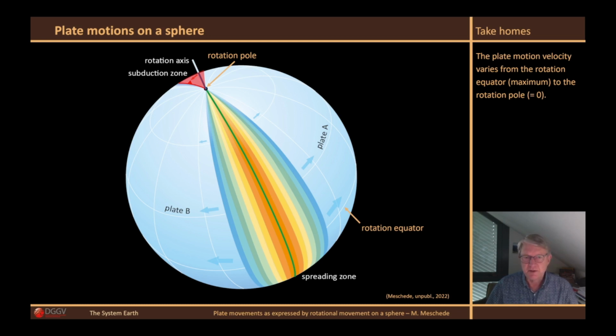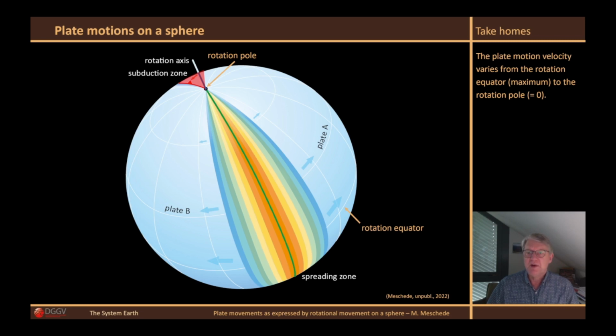The velocity of the plate movement varies. It is zero at the pole of rotation, because there the movement changes from extension to subduction or thrusting. The highest speed of plate movement is achieved at the so-called rotational equator. This means that plate movement velocities change systematically along the same plate boundary.